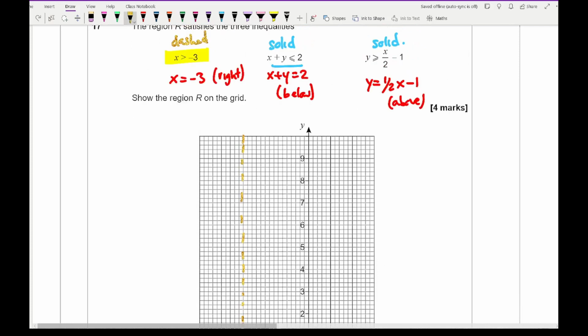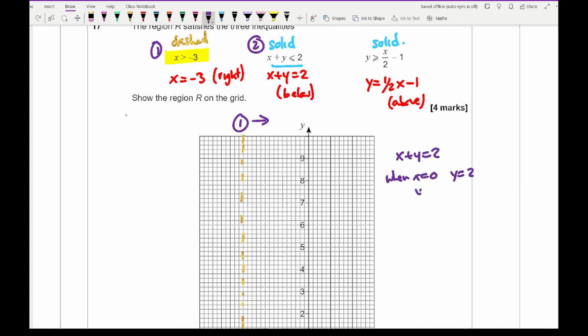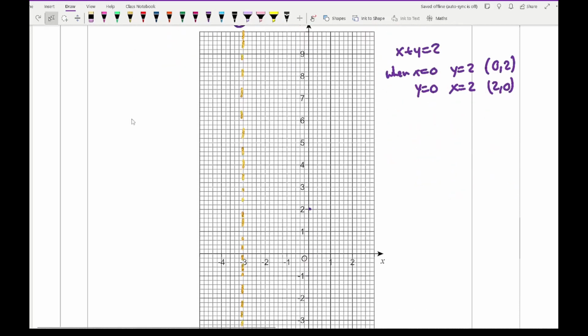Now, in terms of this second equation, let me put a little 2 next to it, and let's put number 1 next to this one. From this, I want this side of the graph. Now, in terms of number 2, we've got x plus y equals 2. The best way of plotting these is when x equals 0, y equals 2, and when y equals 0, x equals 2. So the 2 coordinates we've got are 0, 2 and 2, 0. If I plot those coordinates, 0, 2 is there, 2, 0 is here.